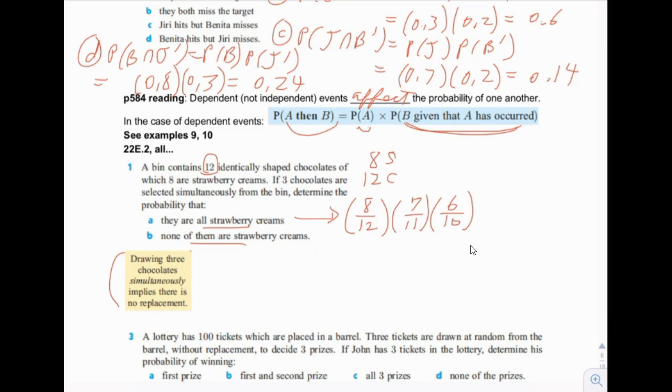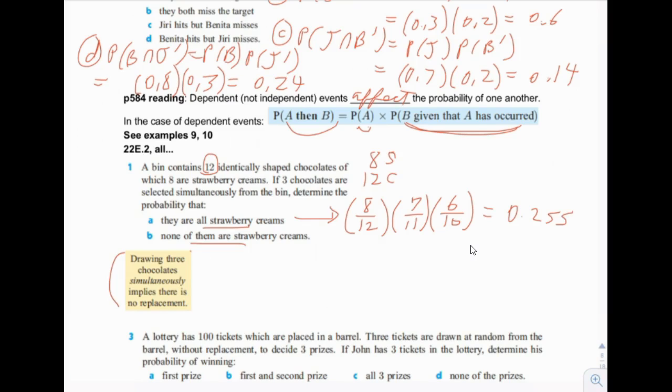So the numerator is 336. The denominator is going to be a really big number, but the answer is going to be 0.255. Okay, so that's the probability that they're all strawberry creams.